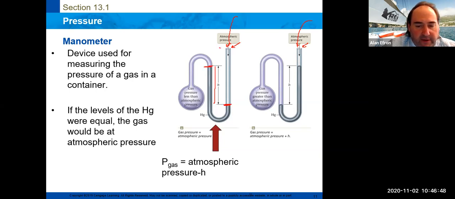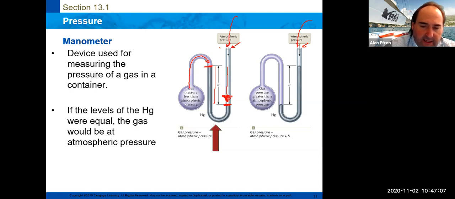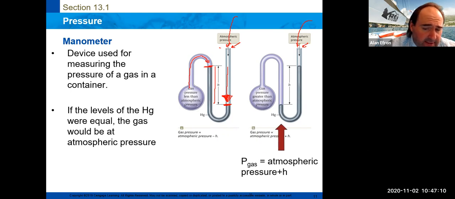Again, the atmospheric pressure in this case is pushing more than the gas pressure, because the gas is coming this way to push the mercury and the atmospheric pressure is coming this way to push it. You can see the atmospheric pressure is winning, if you will, pushing it much further down than on the opposite side, where the opposite is true. In this case, the gas is pushing greater than the atmospheric pressure. We can see the mercury coming further up the column. In this edition, the pressure of the gas is the atmospheric pressure plus the height of the column. In the previous one, we would subtract it off because the atmospheric pressure is pushing harder on it.